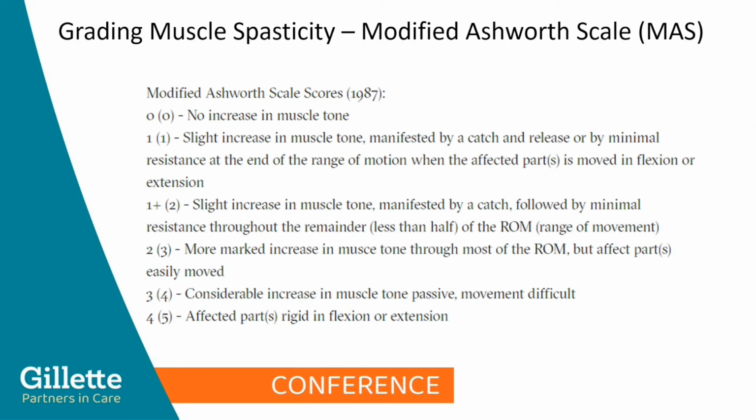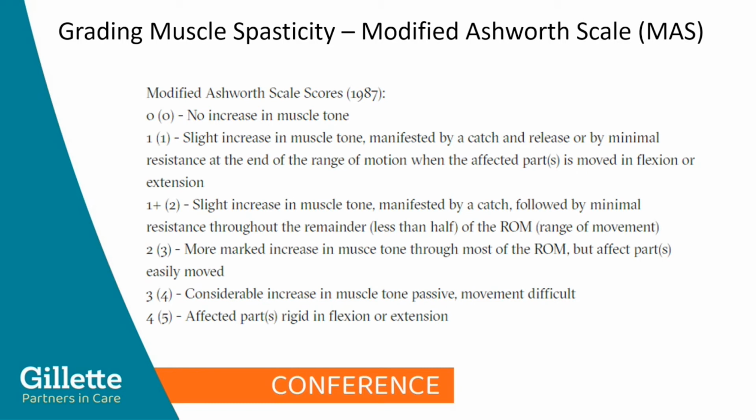An MAS of 0 means that there's no increase in muscle tone. So normal muscle would be an MAS of 0, with no extra spasticity. That's what you would expect if you have no upper motor neuron lesion. An MAS of 1 out of 5 is where you're going to feel a catch and a release. An MAS of 2 out of 5, which is also known as the 1+ if you're using the 4-point scale, is going to be a catch, and you're going to have just a minimal increase in resistance through less than half of the available range of motion.